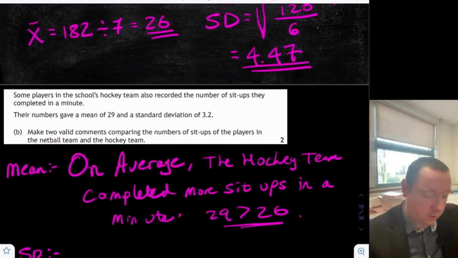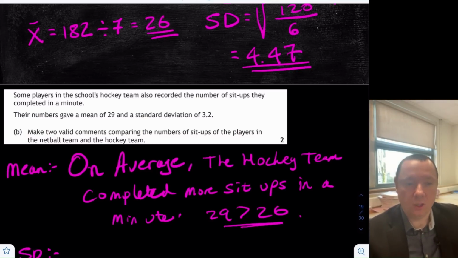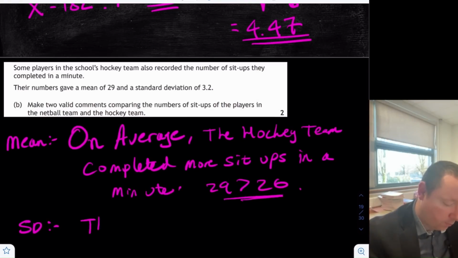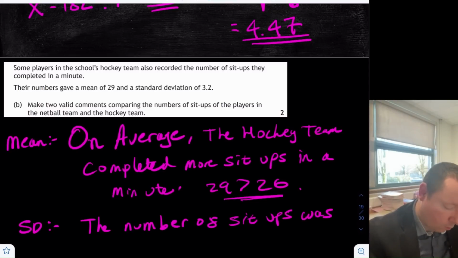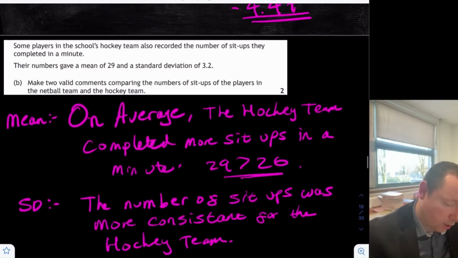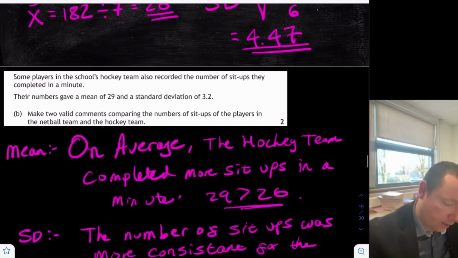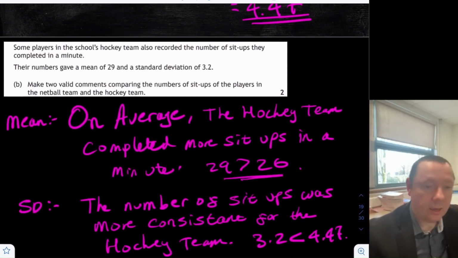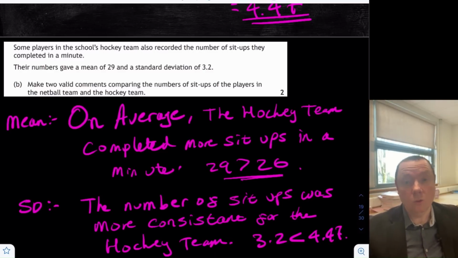The netball team's was 4.47, and the hockey team's 3.2, which means the hockey team was more consistent because it's a smaller number. So we just say the number of sit-ups was more consistent for the hockey team. And we could say because 3.2 is less than 4.47. Now be very careful with this one. You have to mention the number of sit-ups for the second standard deviation to get your mark, because you need to show that you know what.